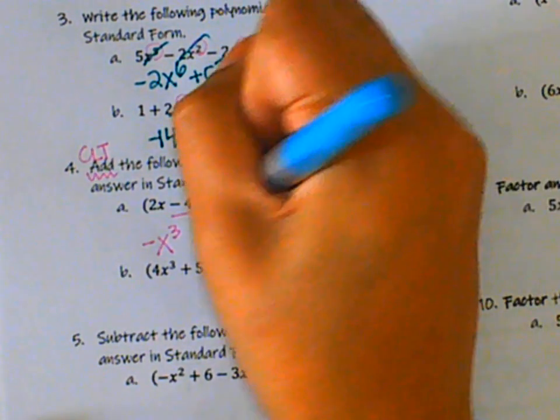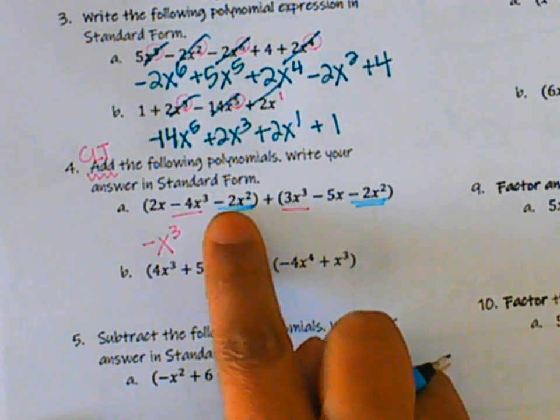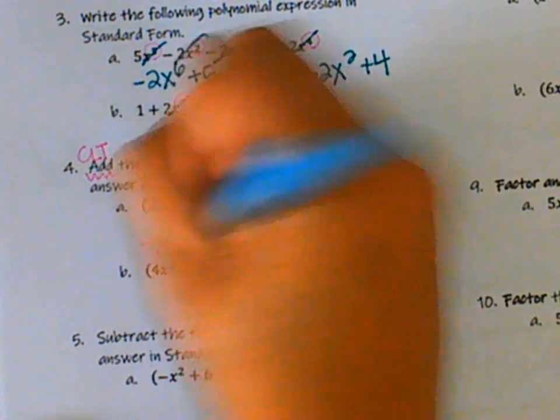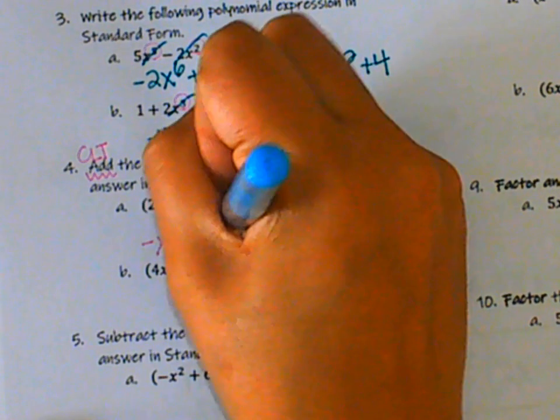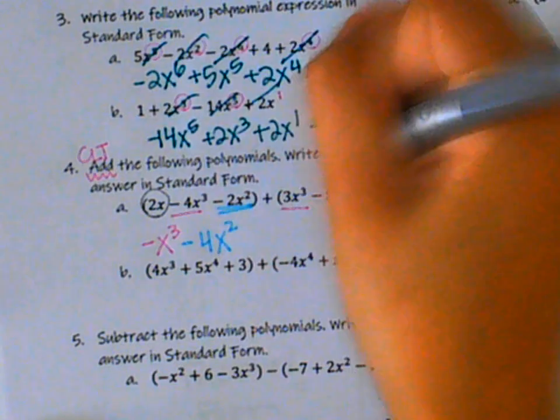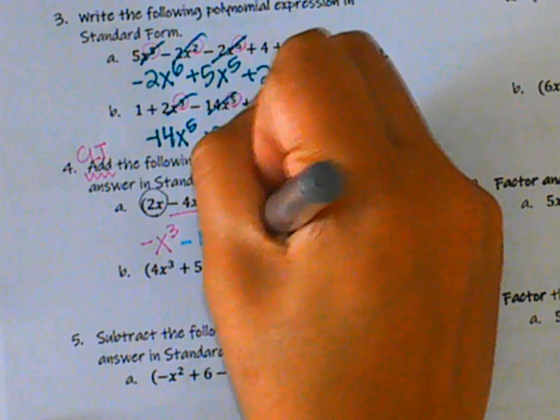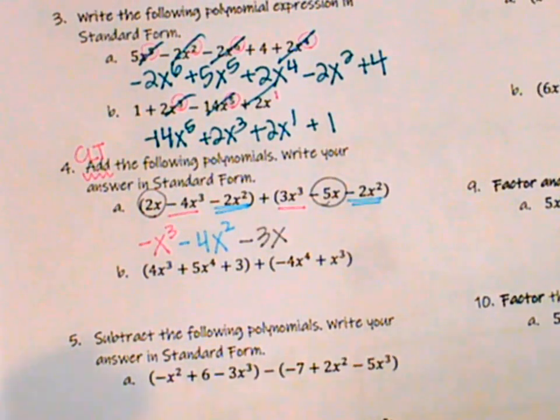Then I'm going to continue with the next one. So -2 plus -2 gives me a negative 4x squared. And then I am going to finish off with my last one, which is this x. So 2 plus a -5 gives me a negative 3x. And that's it.